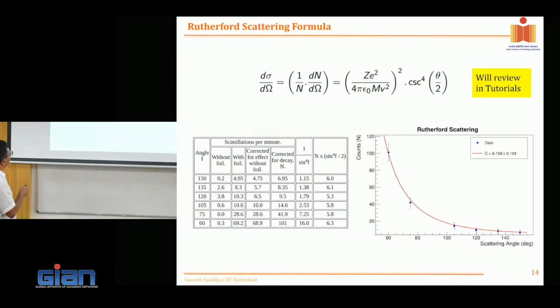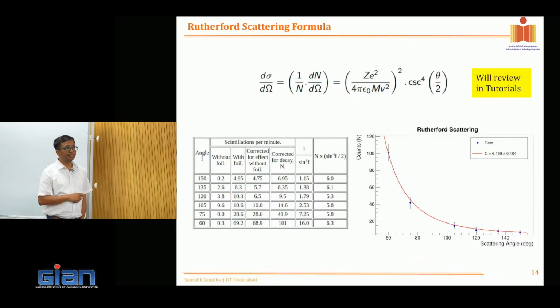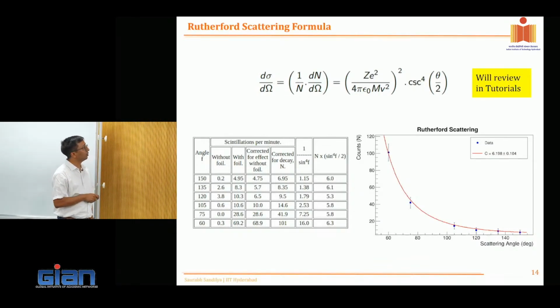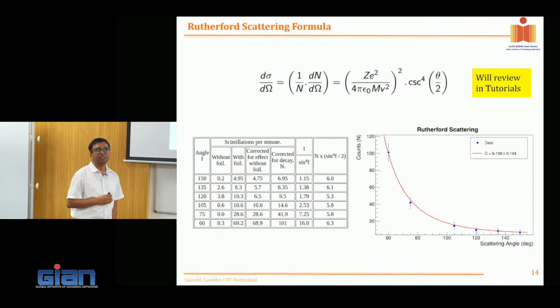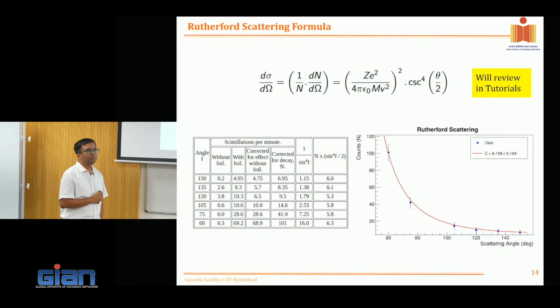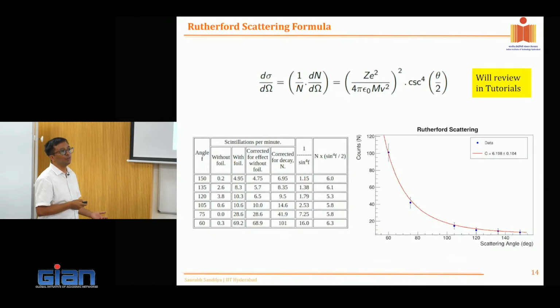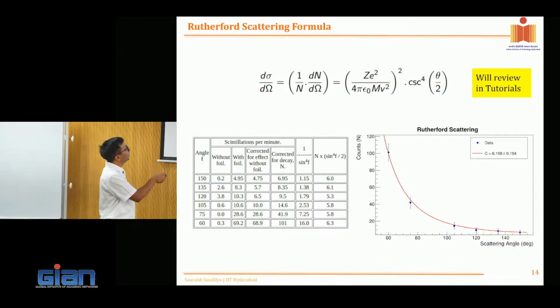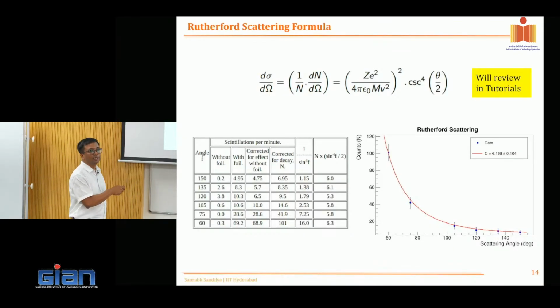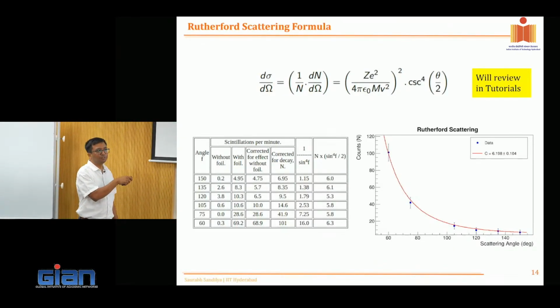The first column that you see is the scattering angle. Okay, so 150 degree, 135 degree, and so on. And you want to take out any other contributions which are not coming from the scattering, for example background, or scattering from the cavity of the lead box where you're keeping the source. So you measure it without foil first. You don't put a foil, and then you put a foil and subtract it off. Without foil you might observe some count, with foil you observe some count, and you subtract it off.